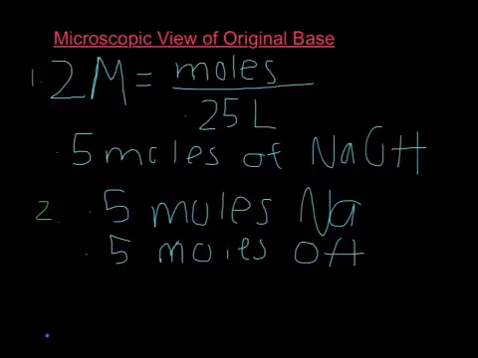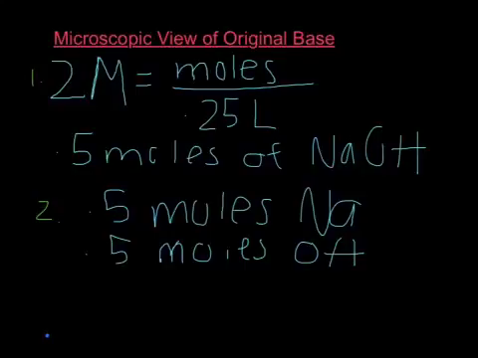The third question asks you for the microscopic view of the original base. So the first thing you need to know is how many moles of the NaOH are present in the solution. For this, you use the information previously given, which is the molarity of NaOH and its volume of 250 milliliters or 0.25 liters. When you solve for moles, you will find that there are 0.5 moles of NaOH present.